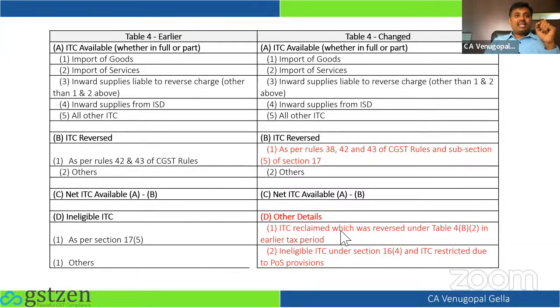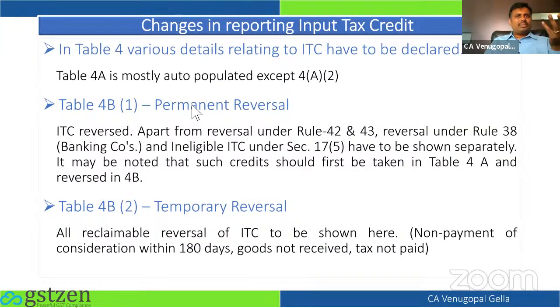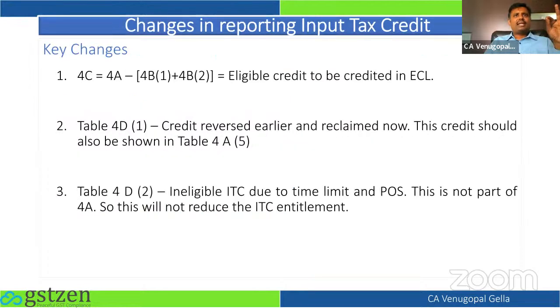There is a change in the reporting. Earlier, we were reporting eligible credit in 4A5 and ineligible credit in 4D. So the government has changed this word ineligible and they said other details. What is the change that has happened? They brought in something called permanent reversal in 4B1 and temporary reversal in 4B2. So I'll give you by way of a slide.